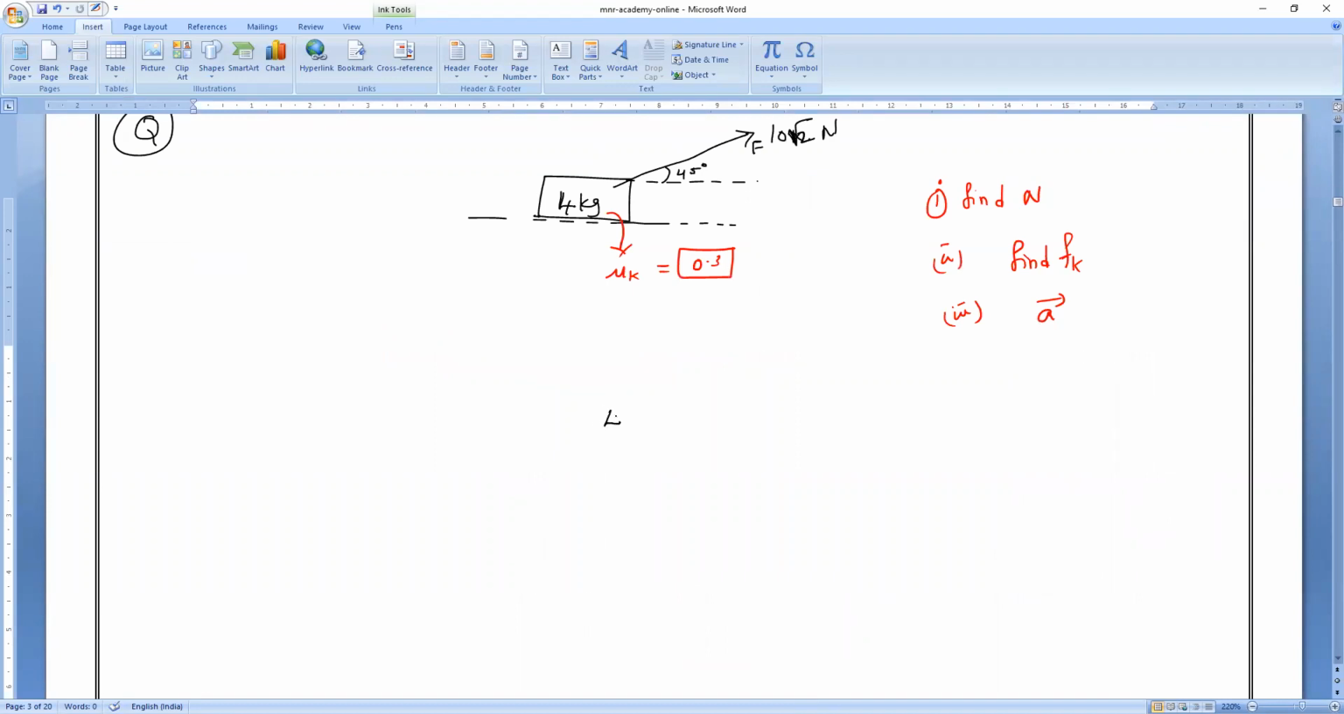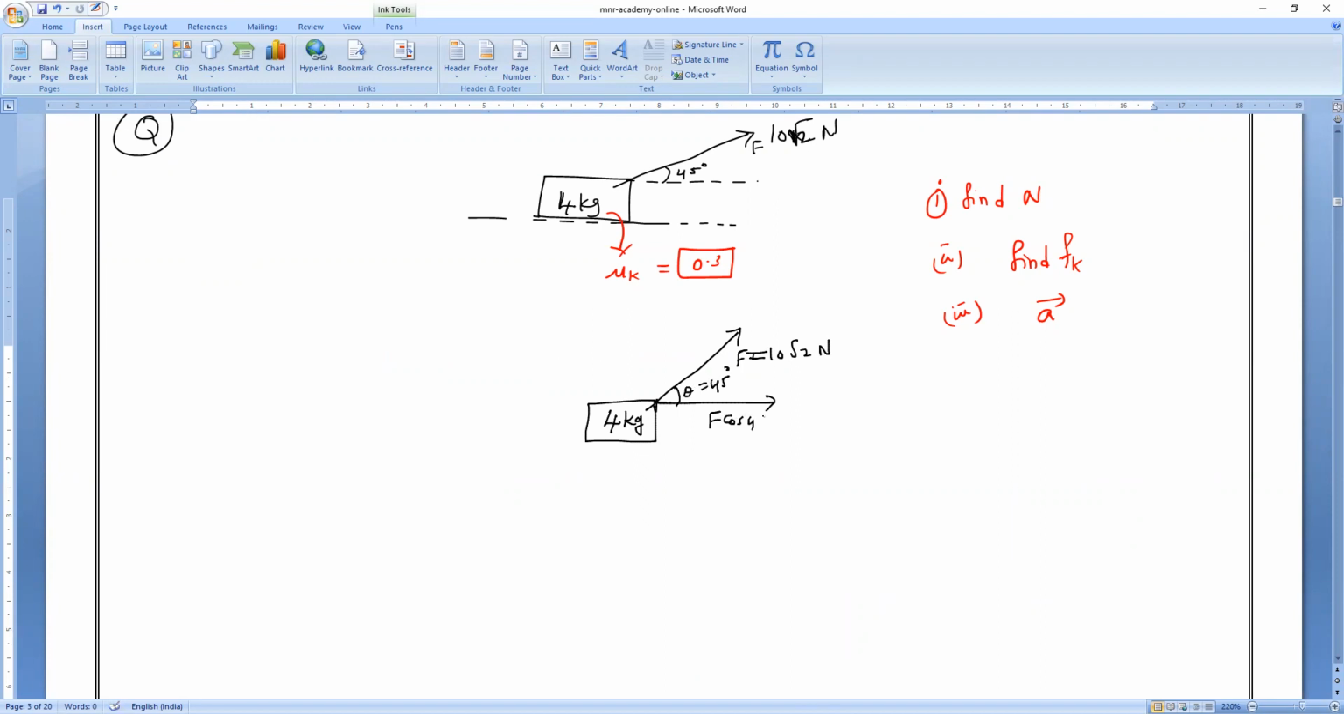If it is an inclined force, what will happen? It is a resultant force of X and Y components. Remember that. If it is inclined, there will always be two components. Here is the theta. Theta is equals to 45 degrees.